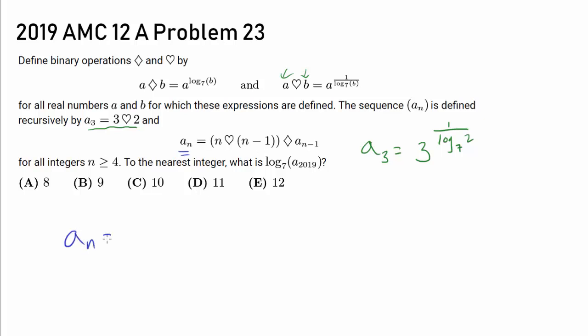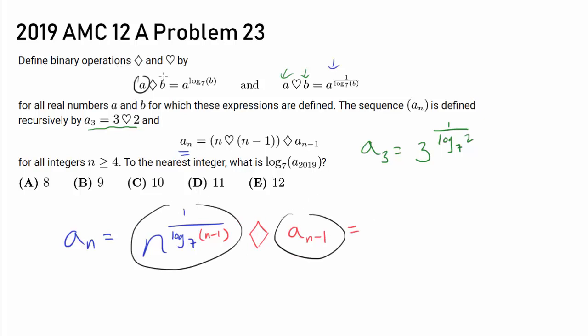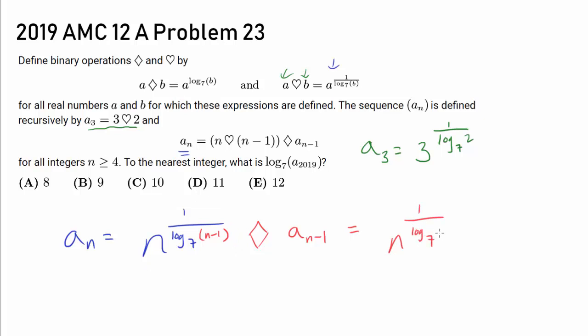So we know a sub n is n heart n minus 1, and just by looking at this, we know that's n to the 1 over log base 7 of b, which is n minus 1. And with that expression, we're doing diamond a sub n minus 1. Now in this case, this thing is a, and this a sub n minus 1 is b. So just plugging that right in gets us n to the power of 1 over log base 7 of n minus 1 times log base 7 of b, which is log base 7 of a sub n minus 1.